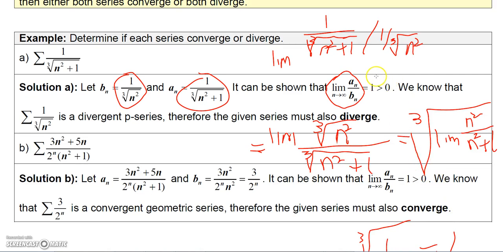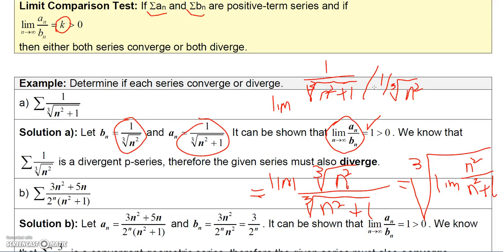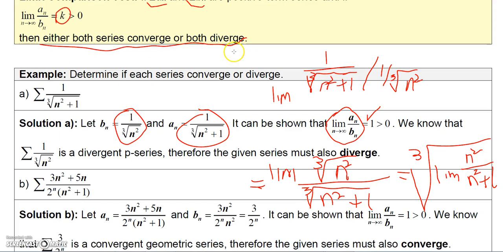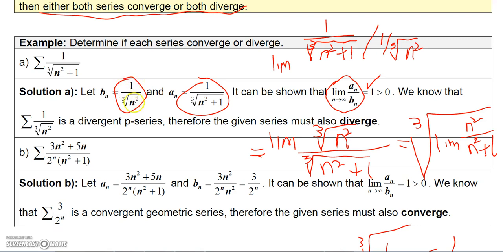And so now I've shown that the limit of A sub n over B sub n as n goes to infinity is 1, and that's a number greater than 0. So since I've shown that the limit is a number greater than 0, then either both of the series converge or they both diverge. But since I already know that this P-series diverges, then that tells me that they must both diverge, so the given series must diverge.